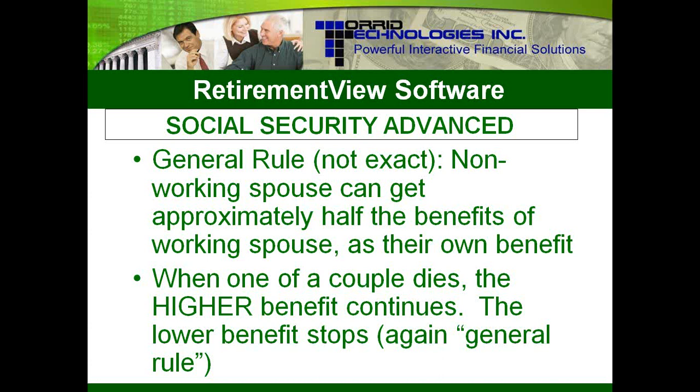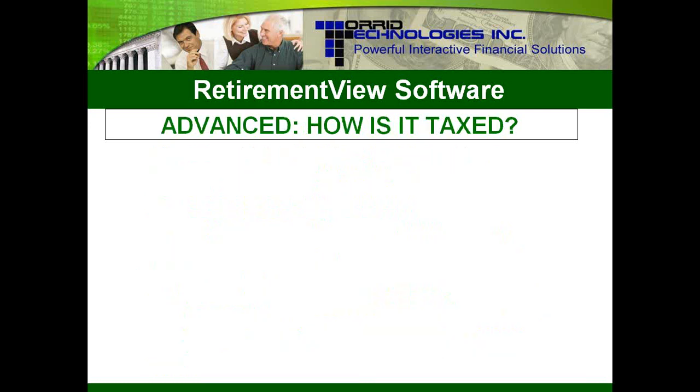But that's just a general rule of thumb. Some people didn't even know that if your spouse is a homemaker, never works a day in their life, but the other spouse works a full career and pays into Social Security, the spouse can also get a benefit. Okay, that's probably why our Social Security system's going bankrupt, because there you've got substantial benefits to someone who never paid into it. All right, how is it taxed?